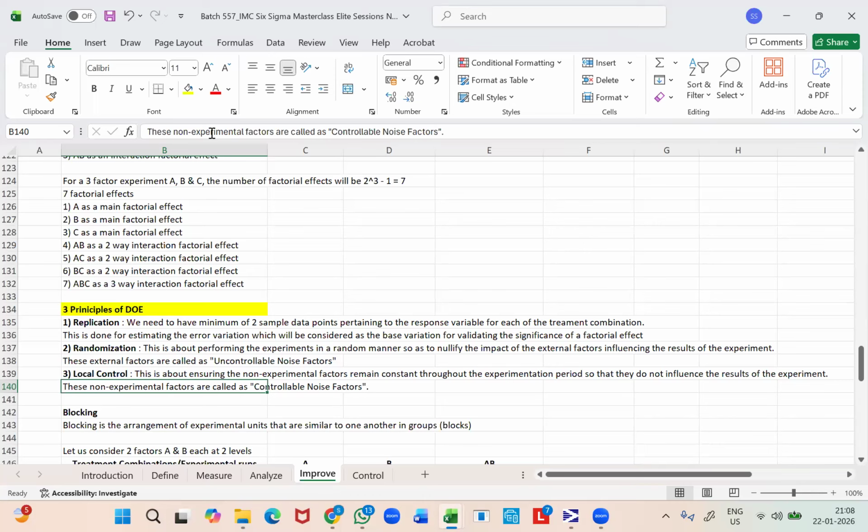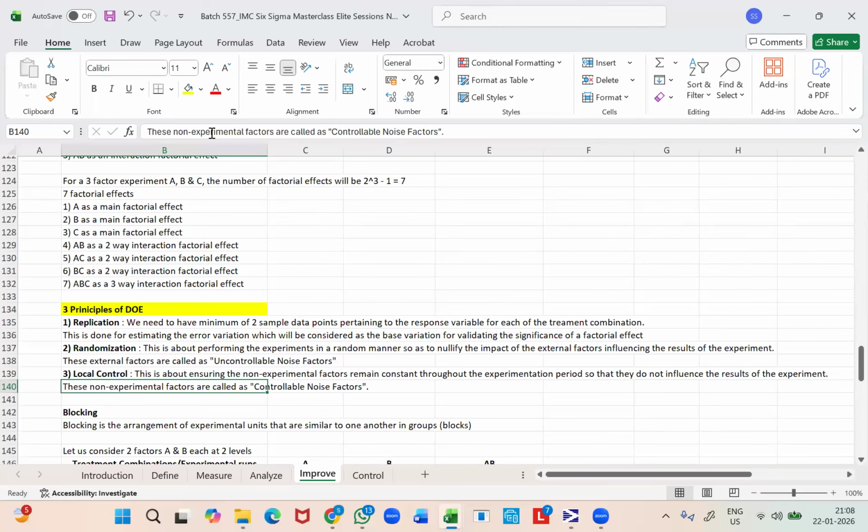But these non-experimental factors are supposed to be maintained at a constant level so that they do not influence the results of the experiment. The main idea is to identify whether the experimental factors are impactful as far as the taste of coffee is concerned.